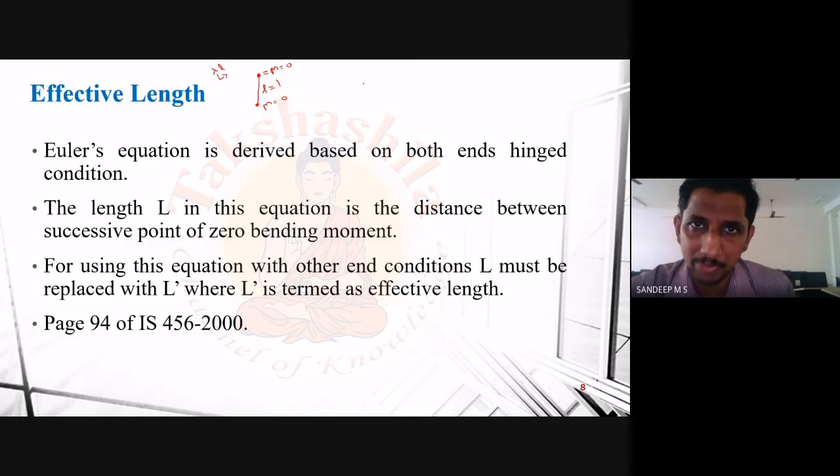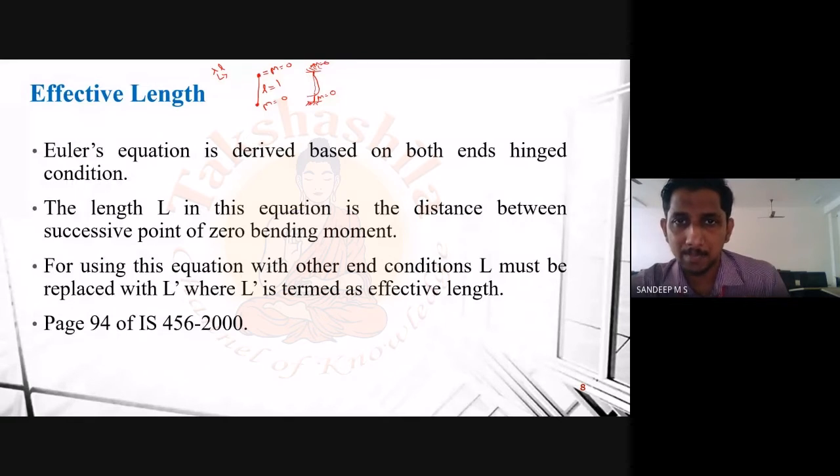So the span or the length of the column was considered as the distance between the points having zero moments. When we have different end conditions, say for example we have a fixed support at this point and another fixed support at the other point, what will happen to this column? When it bends, it will not have any deflection at this particular point. After some part only it will have deformation like this. So basically we have to find out the point where the bending moment is zero, and here also the bending moment is zero, and the distance between these two points will be considered as the effective length.